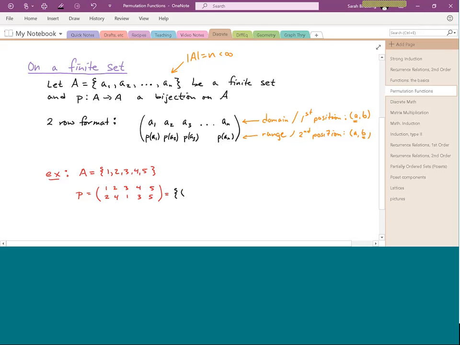1 would be acting like your first position. 2 is acting like your second position. Here, with 2, 4, this tells you the first position in the ordered pair is 2, second position is 4. 3, 1, as your first position is 3, second position is 1. 4, 3, as your first position is 4, second position is 3. And lastly, 5, 5 tells you you have the ordered pair of 5, 5.